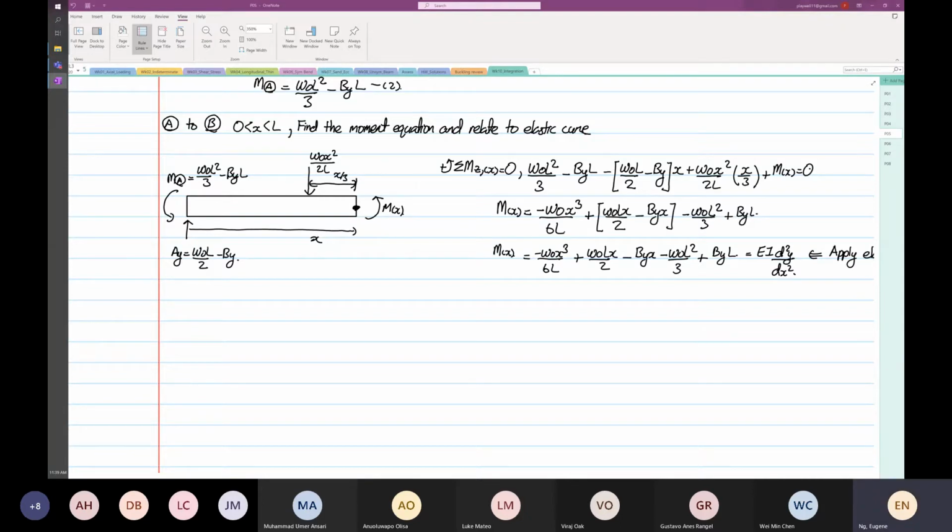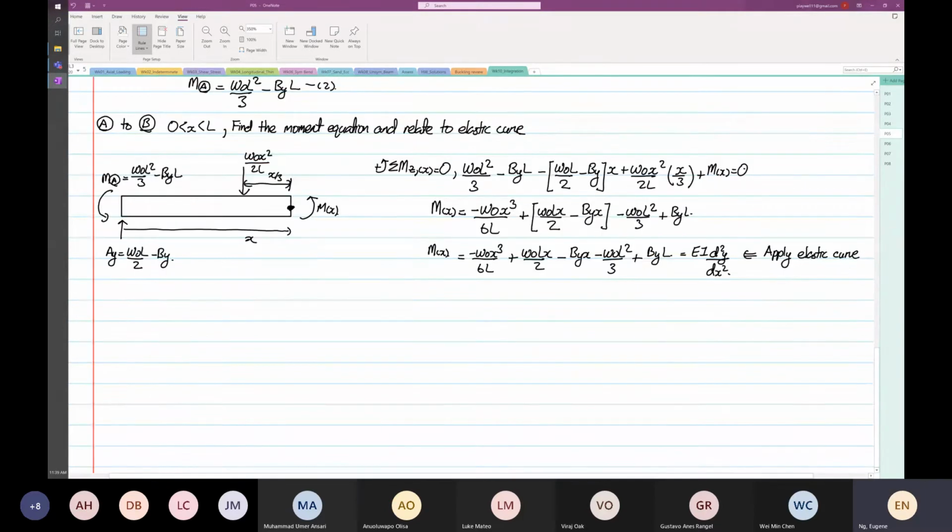Okay, now this is where we apply the elastic curve. Oh, you all can't see now. So that's where we apply the elastic curve.